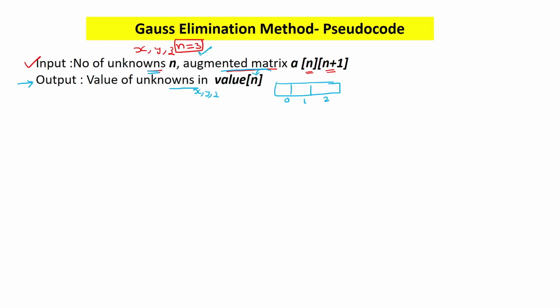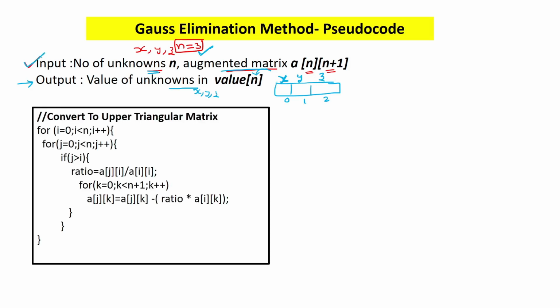So for the case of n equal to 3, I will have elements at positions 0, 1, 2, and here x will be stored, here y will be stored, and here the value of z will be stored. So after taking the input from the user, what is the next step? The next step is we have to convert our augmented matrix into the upper triangular matrix. So this is the code to convert that into the upper triangular matrix.